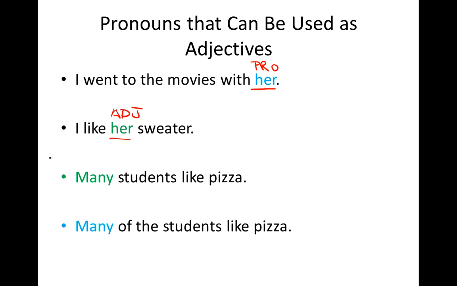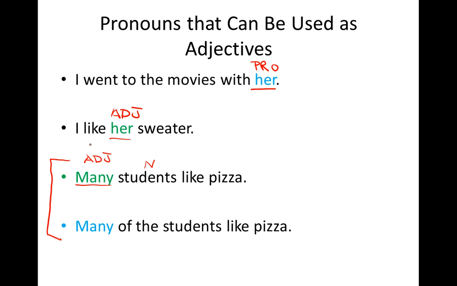Please remember to pay attention to the "of" wall. Let's look at these last 2 sentences together as a pair. First of all, when many is next to a noun, it is an adjective. So, many students like pizza. In this sentence, many is next to a noun, students, so many in this sentence is an adjective.